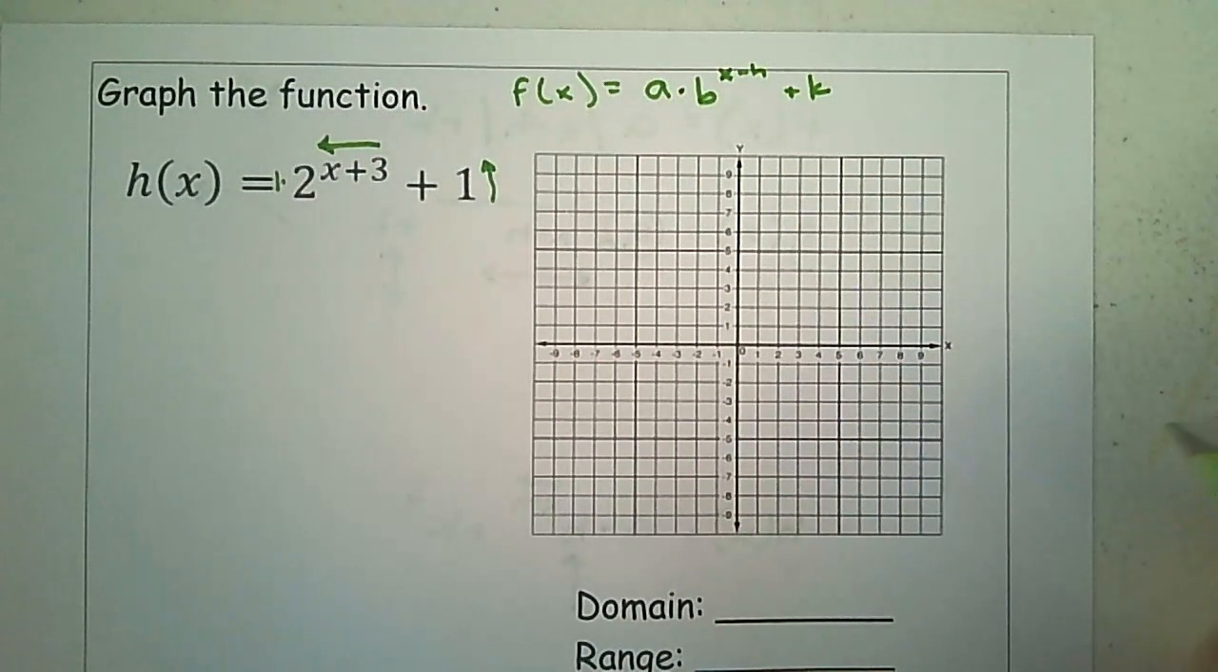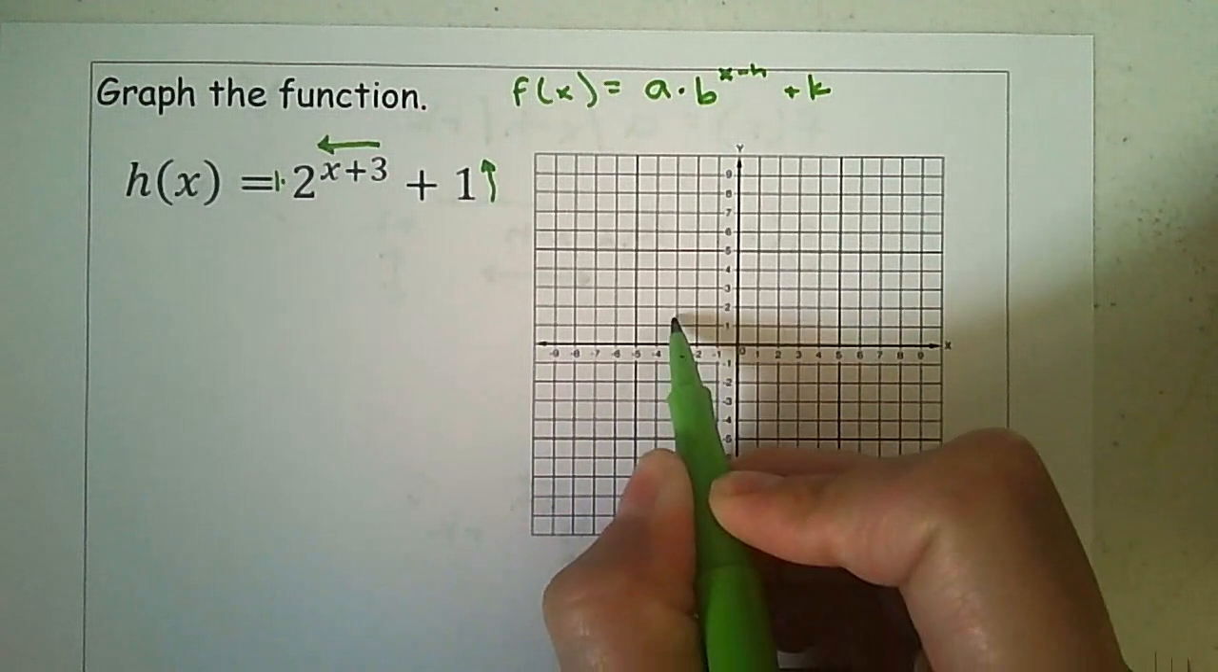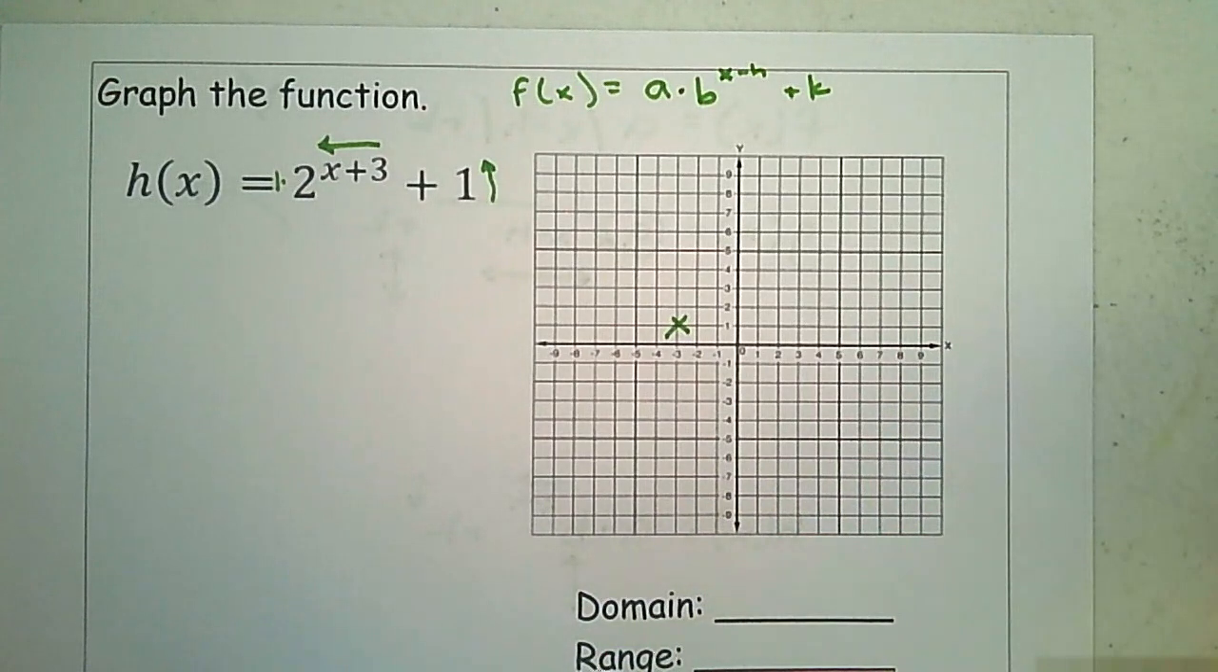So starting on my graph, I'm going to go left 3, up 1, and I'm going to make an X there. Now, that X is not actually part of our graph. We are going to treat that X as our new origin. Okay.